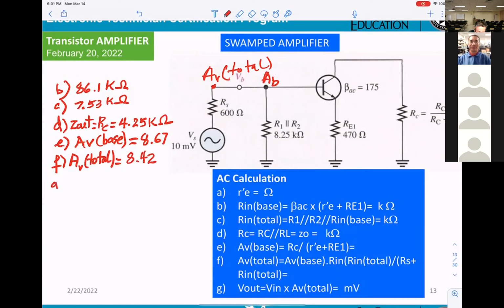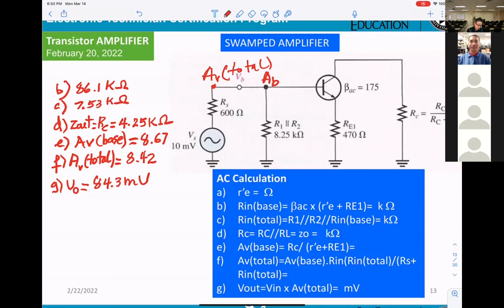And G, V out. Okay, 84.3. That's just for someone able to understand. Otherwise, we don't go too much into the detail.